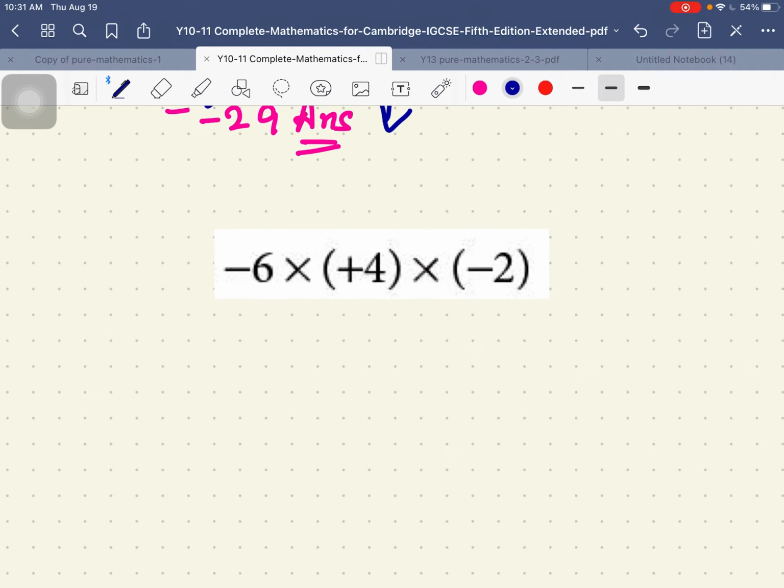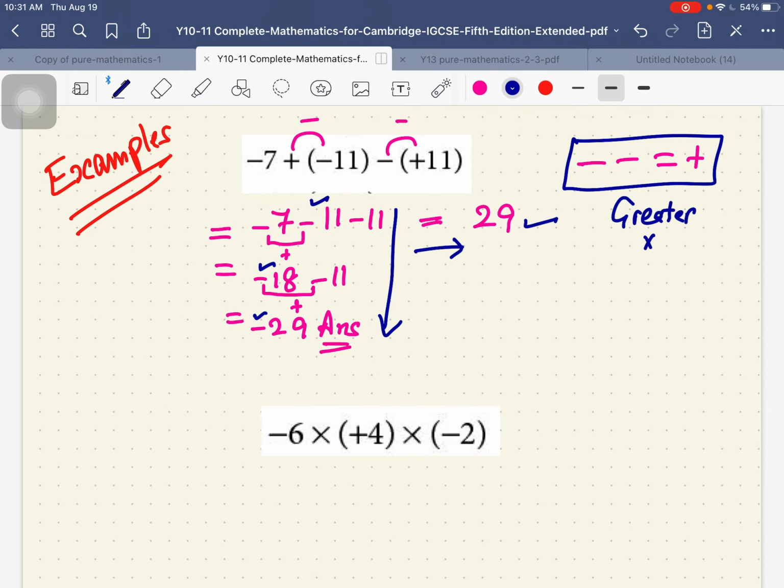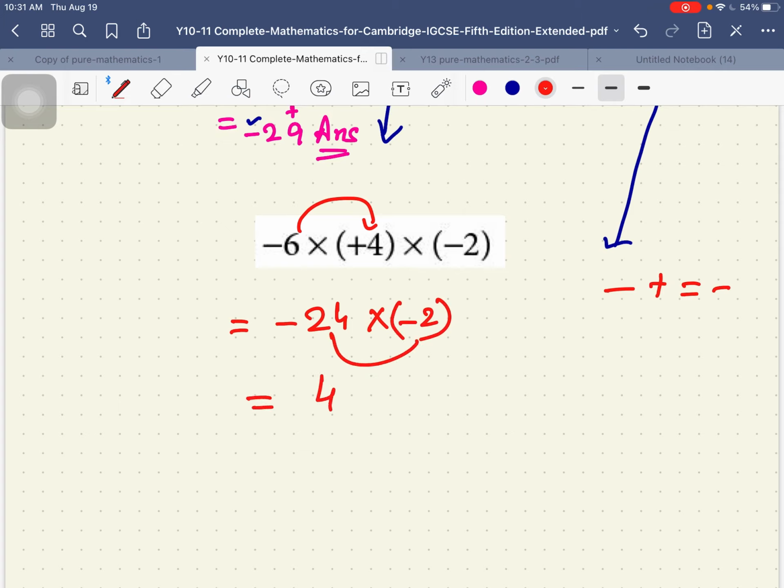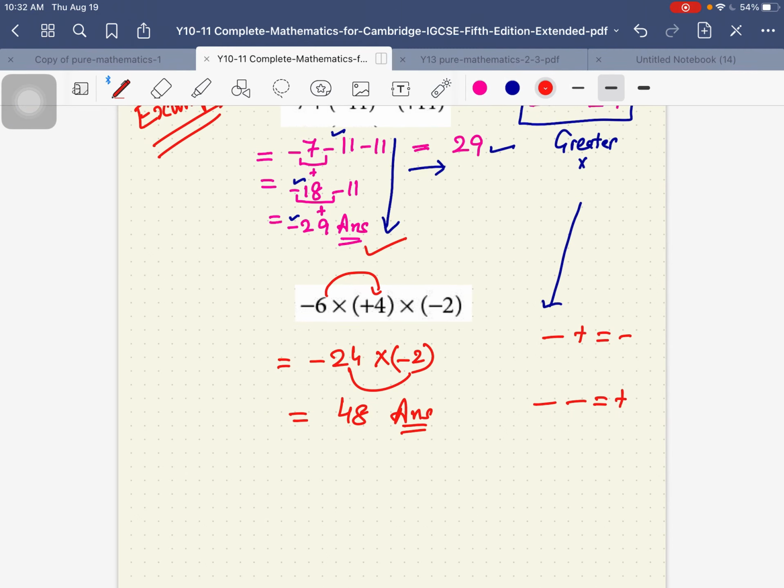Next question is of multiplication. Ignore the greatest number rule. Ignore it. We will not follow it here. Let's simplify. So just multiply. 6 times 4 is 24. And -6 is negative, 4 is positive. Minus plus is minus. I put a minus sign here. Times minus 2. 24 times 2 is 48. Both are negative. Minus minus is positive, so the answer will be positive 48. If you don't write positive, it's understood it is positive 48. So the answer is plus 48 here and 29 here.